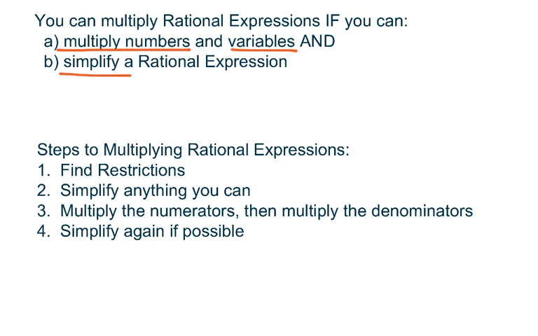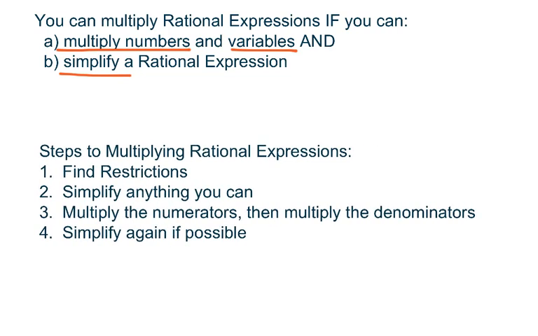We've got 4 simple steps. We first have to find our restrictions. Now, restrictions we talked a little bit about before we started on our practice. Restrictions are where the denominator of our rational expression equals 0. You can also find that restriction by looking at your graph of your rational equation, and where there's a gap, or what we call an asymptote, that is a restriction. Then we are going to simplify anything we can.